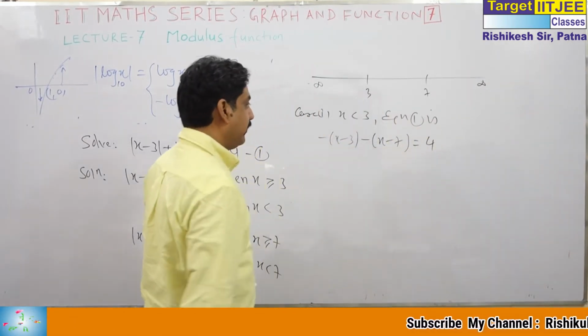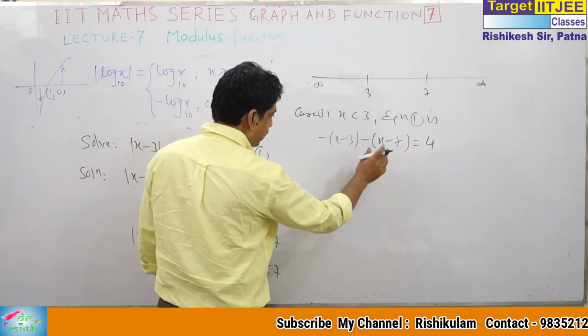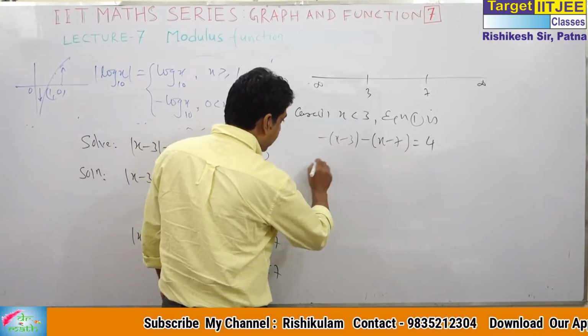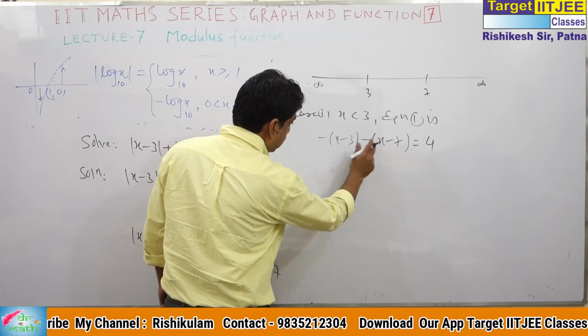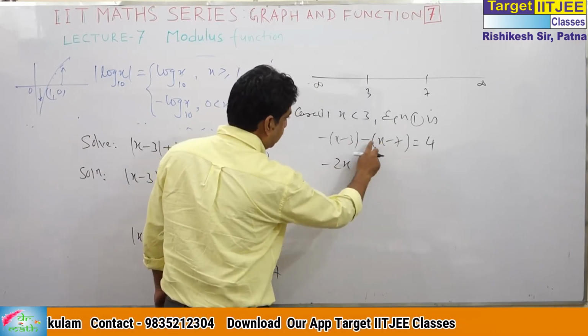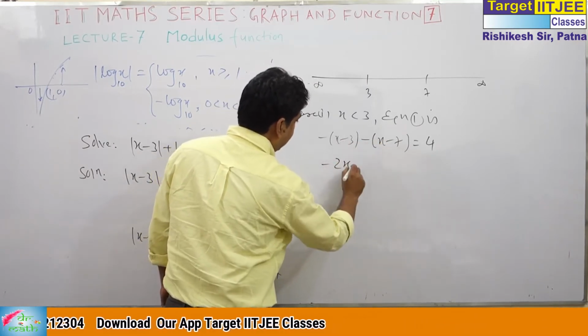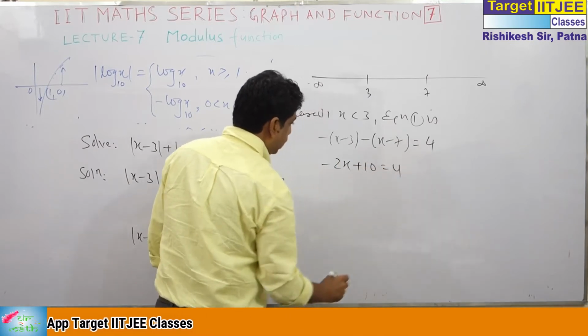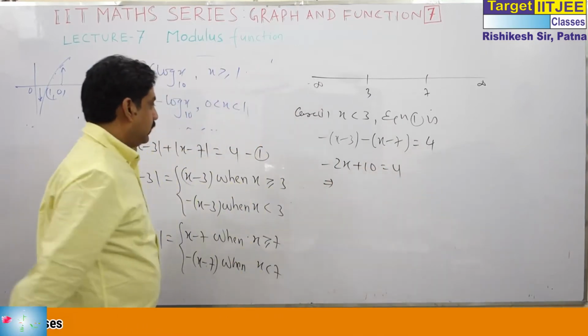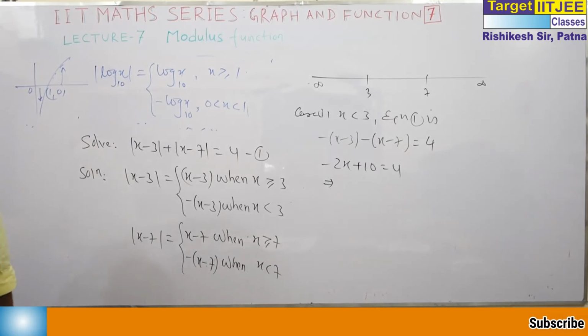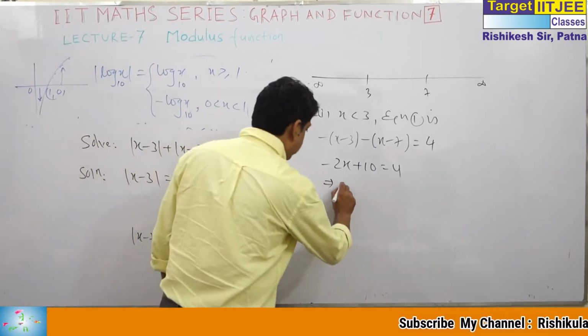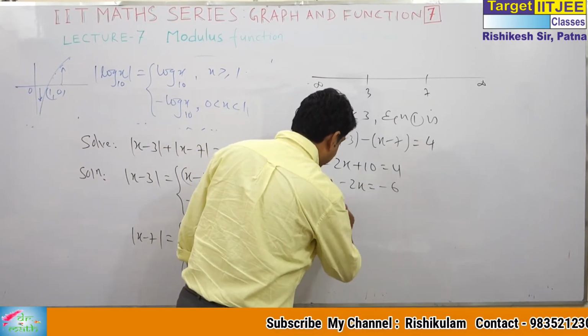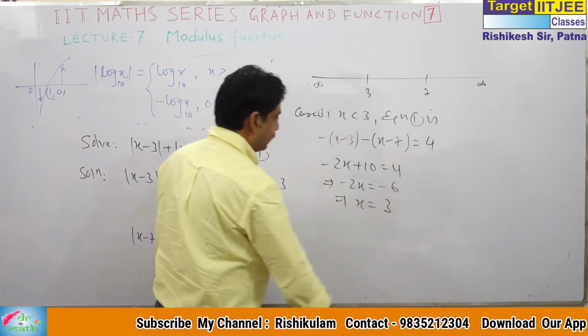Now try to solve it. What do you get? Actually you get minus 2x and this is actually plus 10 is equal to 4. This is minus 2x plus 10 is equal to 4. Finally you get minus 2x is equal to minus 6. So x is equal to 3.